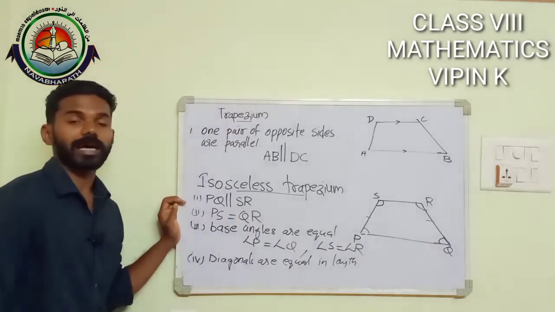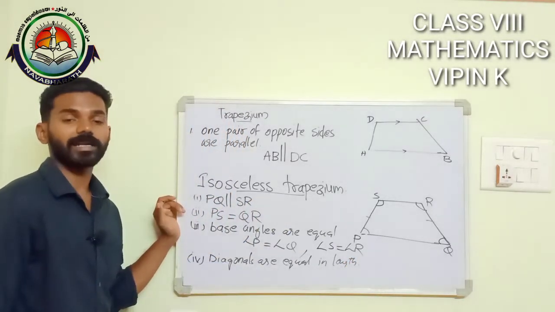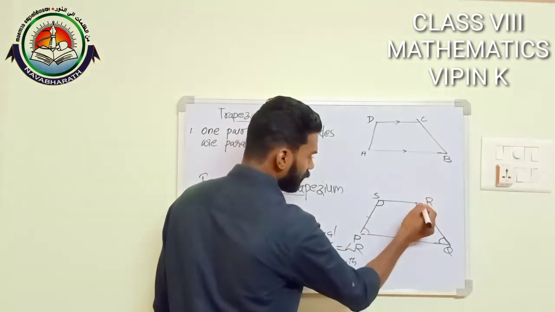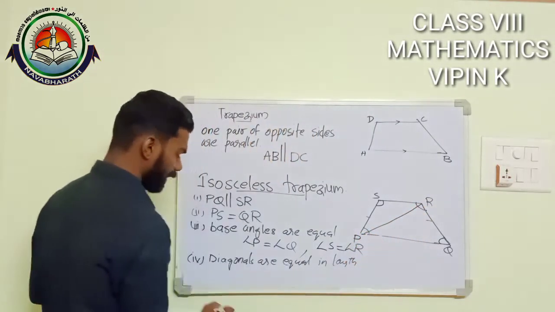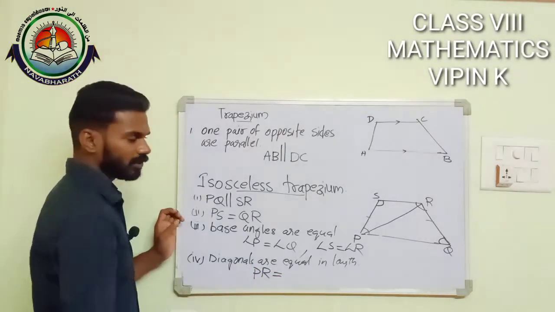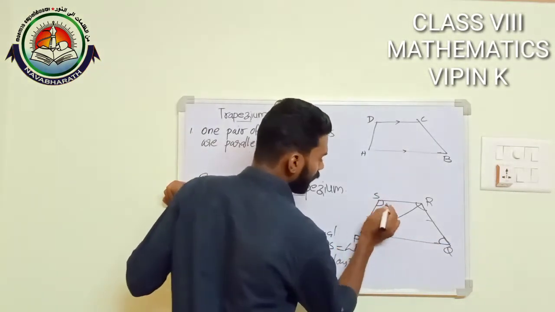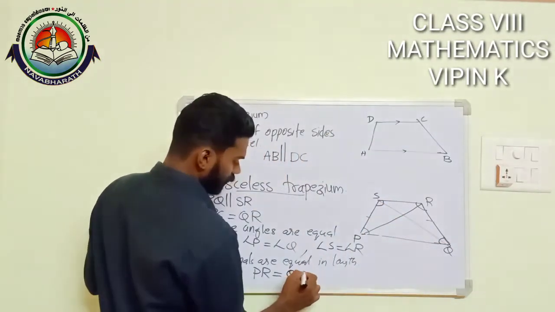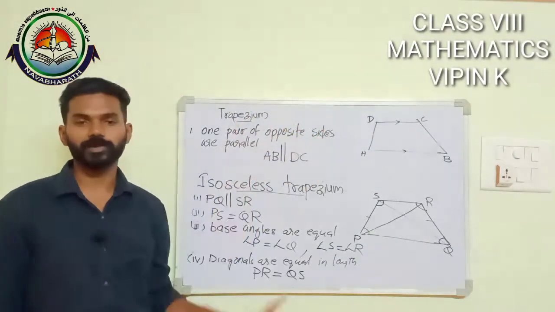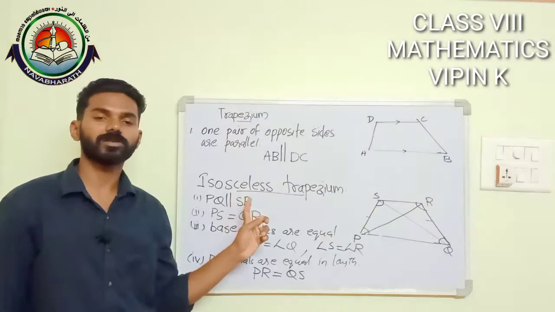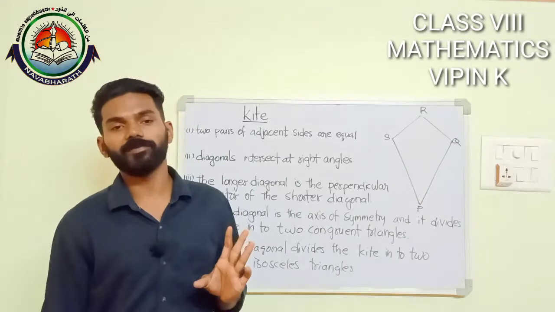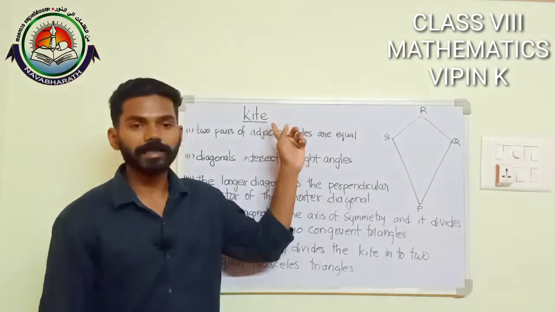Can you tell me which are the diagonals of this trapezium? Diagonals are formed by joining the opposite corners. P can be joined to R, so that one of the diagonals is PR, and that would be equal in length to the other diagonal QS. Clear? So these are the basic properties of a trapezium and an isosceles trapezium. I hope you are clear. The second type of quadrilateral is a kite.